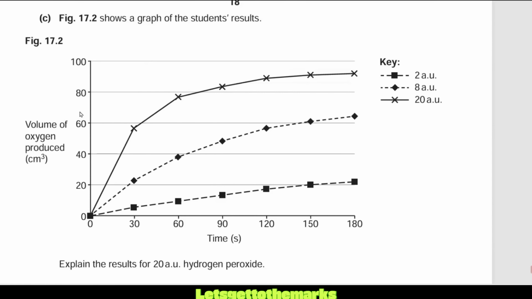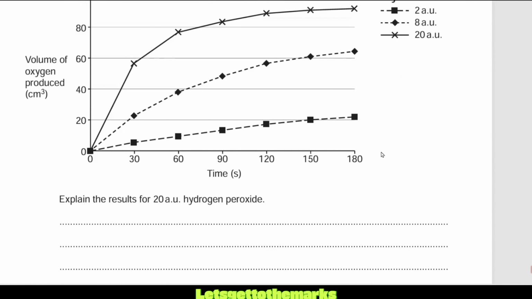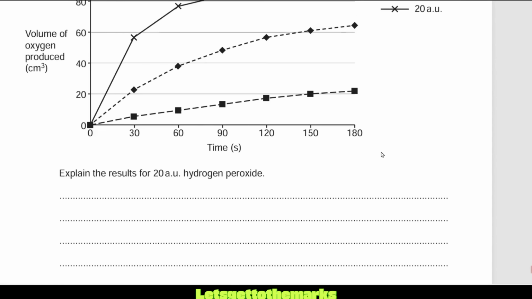17.2 shows a graph of the students' results. So here we go, the volume of oxygen produced. 2AU is this one with the squares. 8AU is the one with the kind of diamonds. And then these little crosses are 20AU, the highest concentration. Explain the results for 20AU. How many marks is that, Bob? That's 3 marks. So we need to say kind of three things.